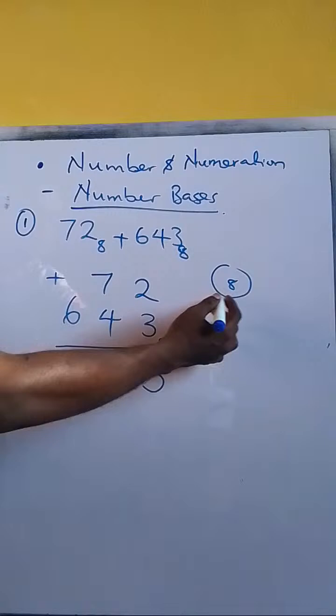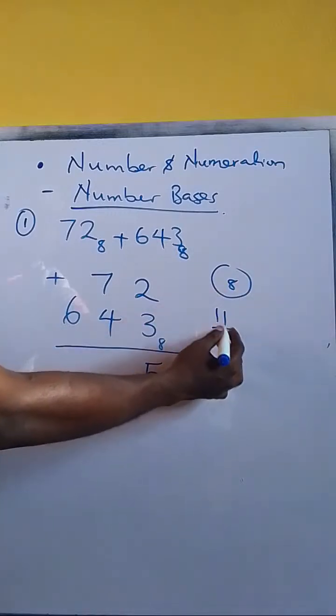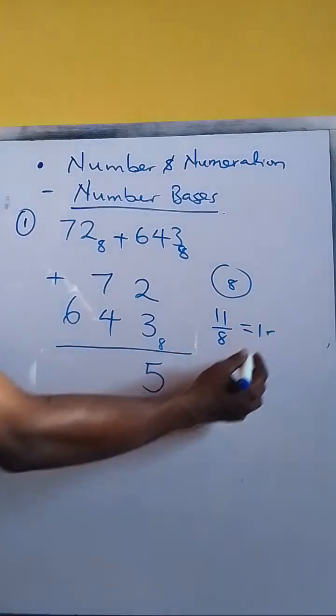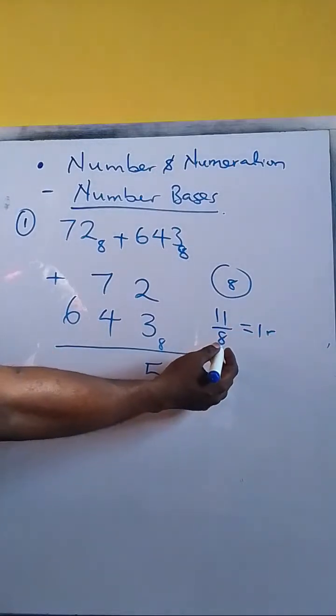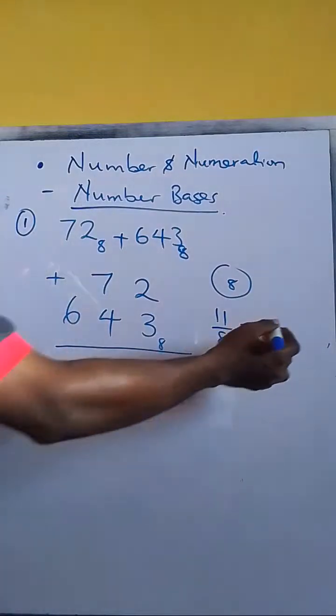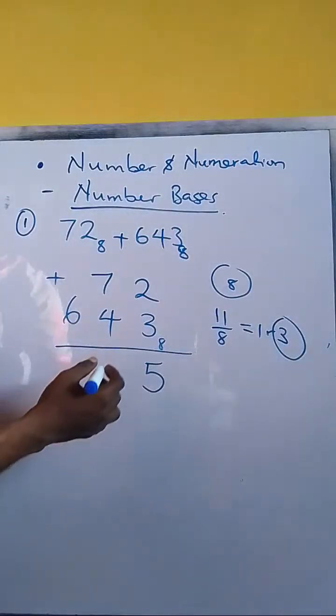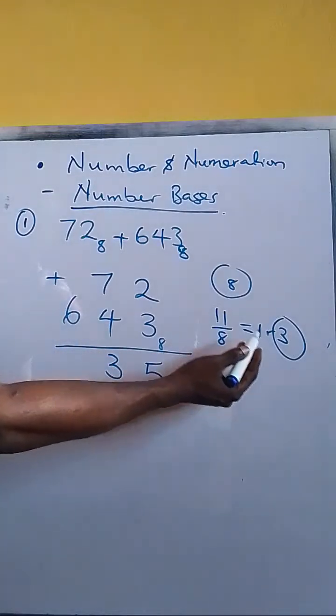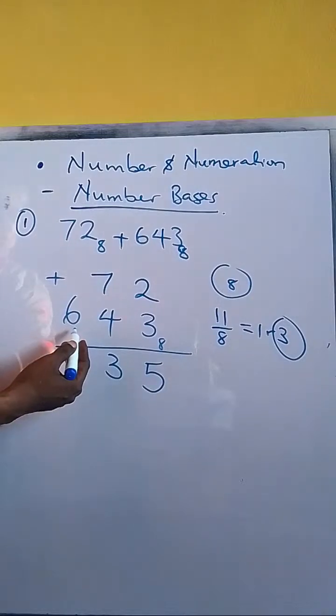Now, I will reduce this by dividing it by the base. How many 8s can go in 11? That's 1, then the remainder is 3. The remainder is what we write first. So, writing the remainder, we can carry this 1 to the next number here.